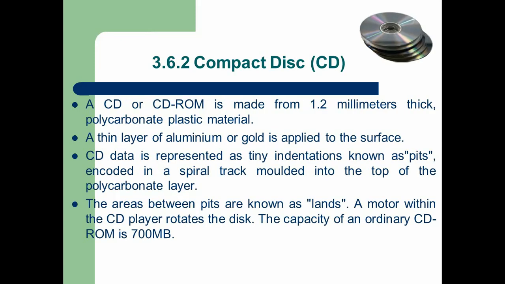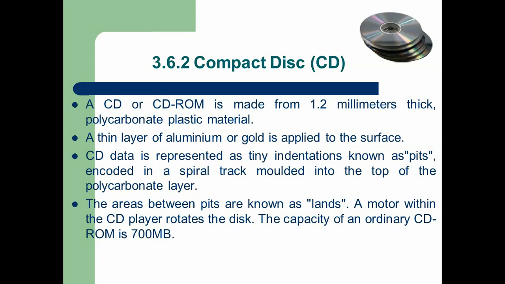So next one is the CD, that is compact disk. It is made from 1.2 millimeter thick polycarbonate plastic material. A thin layer of aluminum or gold is applied to the surface. CD data is represented as tiny indentations known as pits, encoded in a spiral track molded into the top of the polycarbonate layer. The areas between pits are known as lands. A motor within the CD player rotates the disc. The capacity of an ordinary CD-ROM is 700 MB. So here two technical terms are used: one is pits, and another is the spiral track or lands.